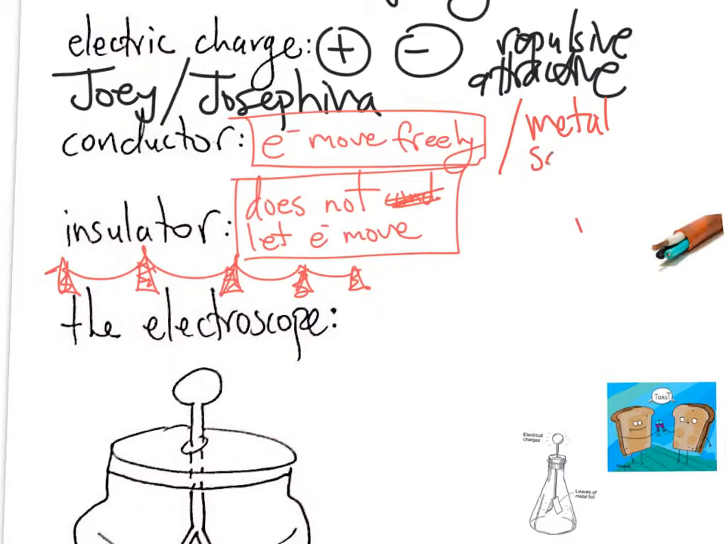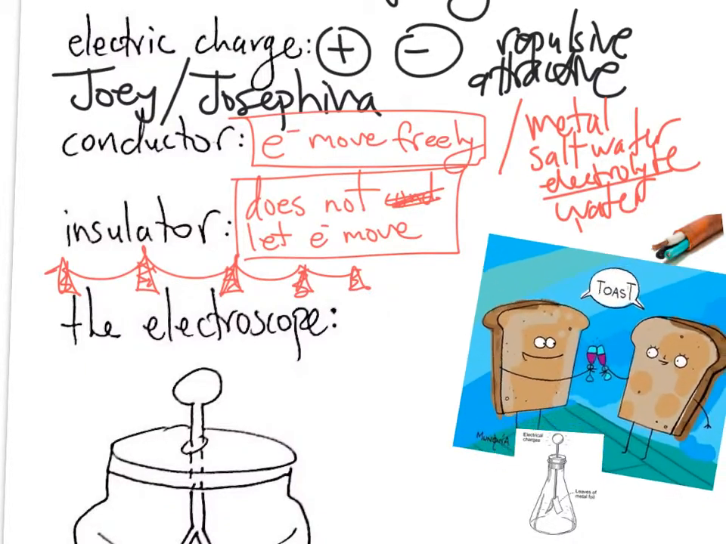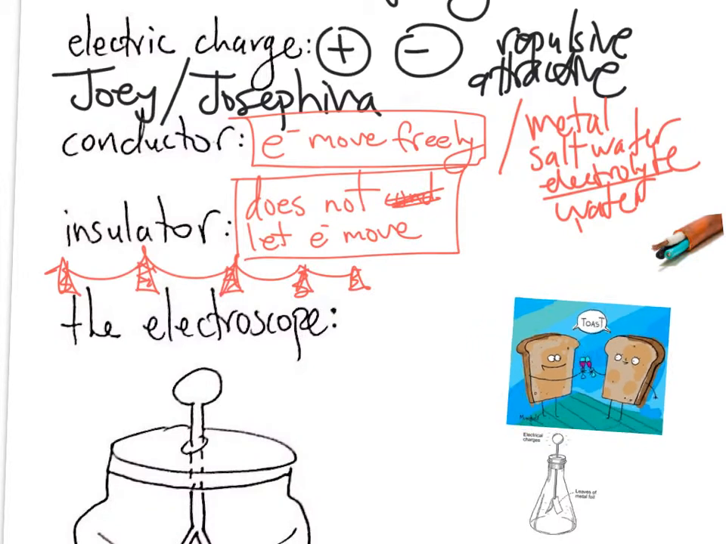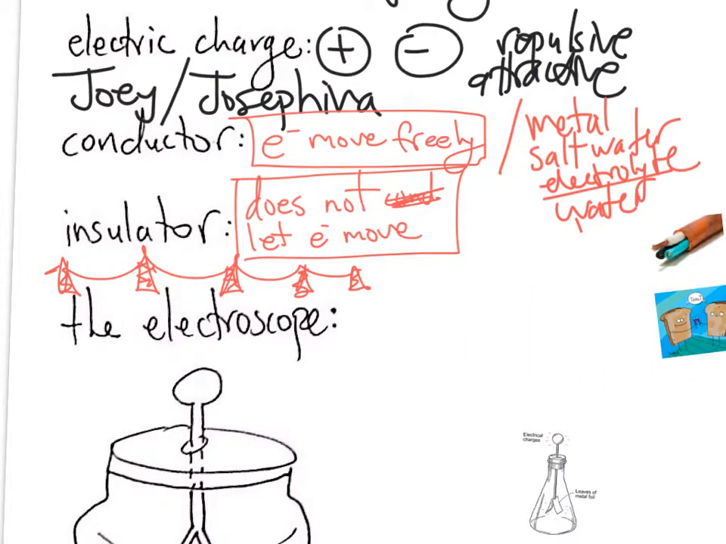Salt water, so an electrolyte solution. Salt water, electrolyte, or Gatorade. Even just plain water works relatively well as a conductor. This is why you don't want to make toast in the bathtub. Definitely not. And then an insulator.